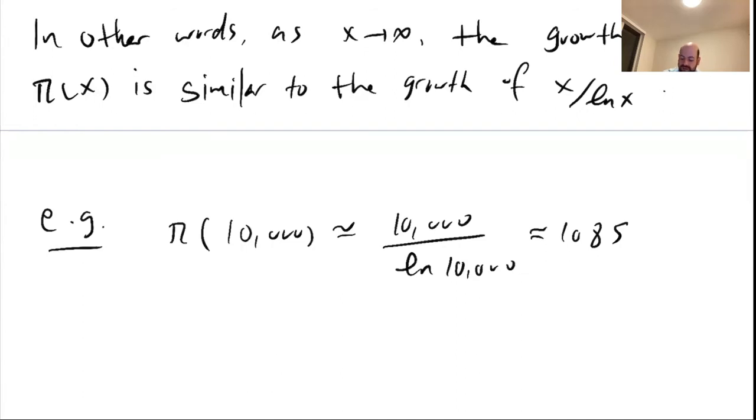Now, if x goes bigger and bigger, x over ln x behaves more like x, right? Because x over ln x means x divided by some number. Now, ln x is relatively small compared to x. So we are dividing x by a small number, which means overall we have a relatively large number.